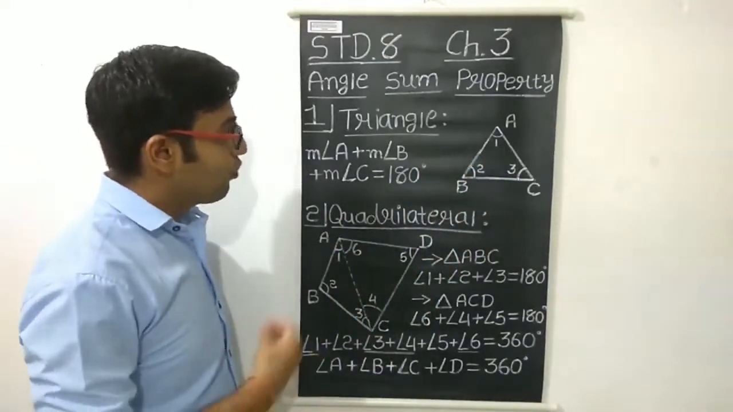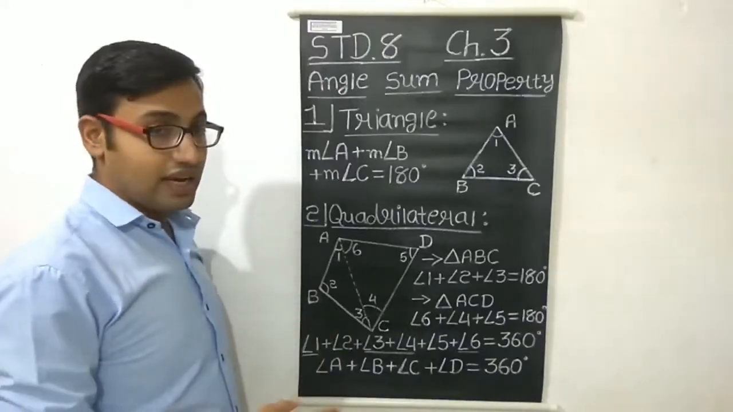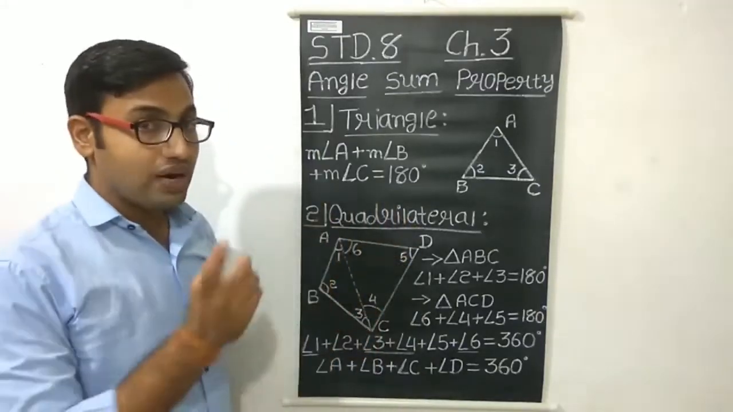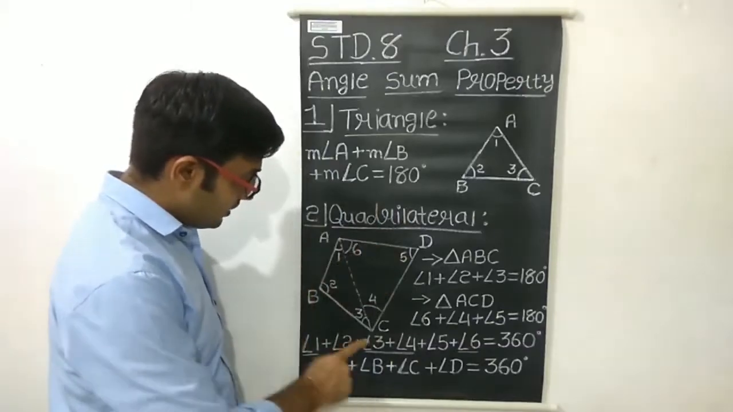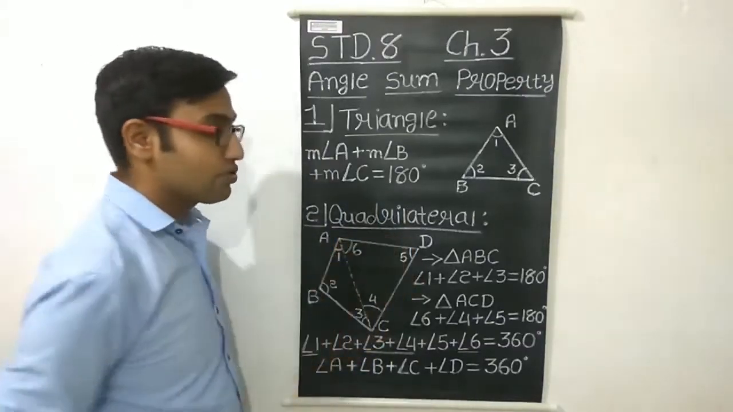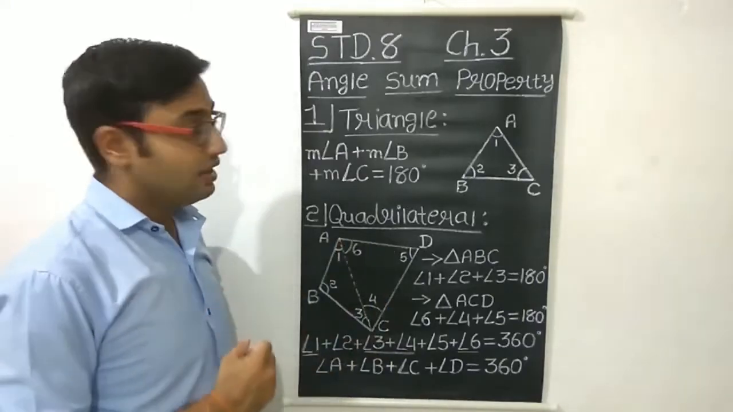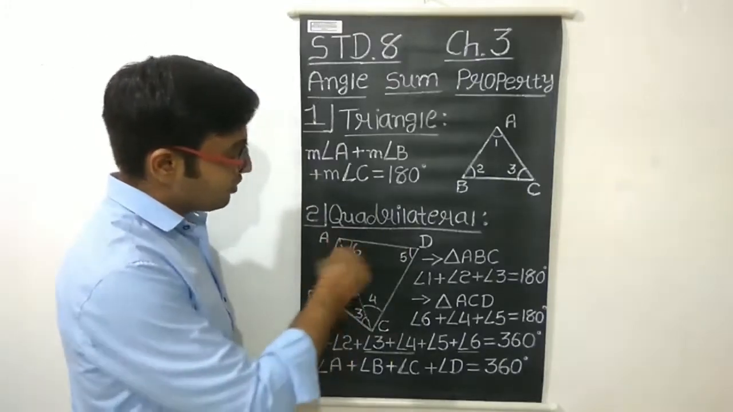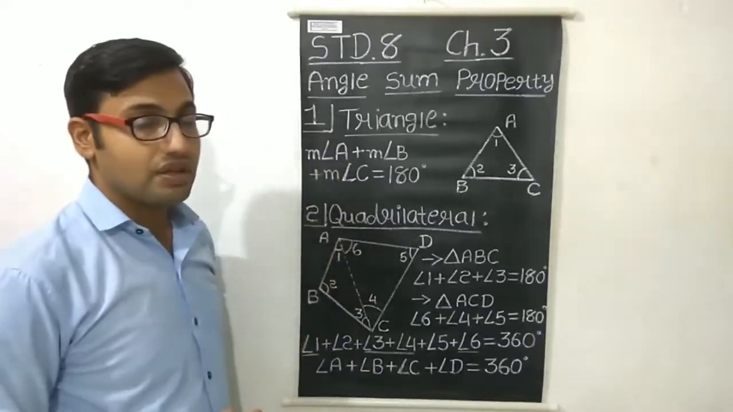Now, if we move ahead, the next closed figure that we get is a quadrilateral. So quadrilateral means four sides. You can see that A, B, C, D we have taken as a quadrilateral and it has four sides. Now we have only one thing, that is a triangle. We don't know the angle sum of a quadrilateral, but we know the angle sum of the triangle.